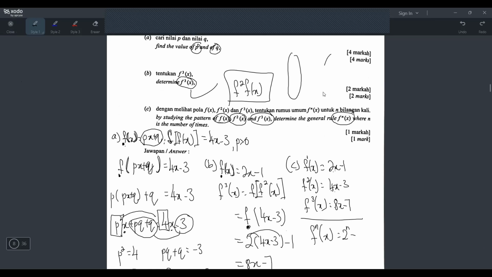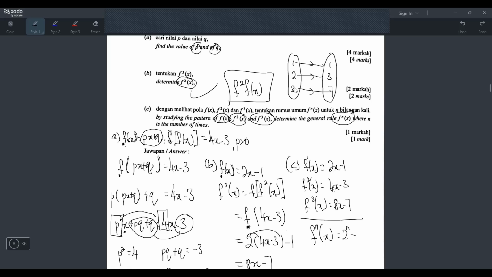So when the object is 1, the image is 1, right? When the object is 2, the image is 3. And when the object is 3, the image is 7. So we have to figure out the connection here. What is the pattern? What is the relation between these? What is the function here?